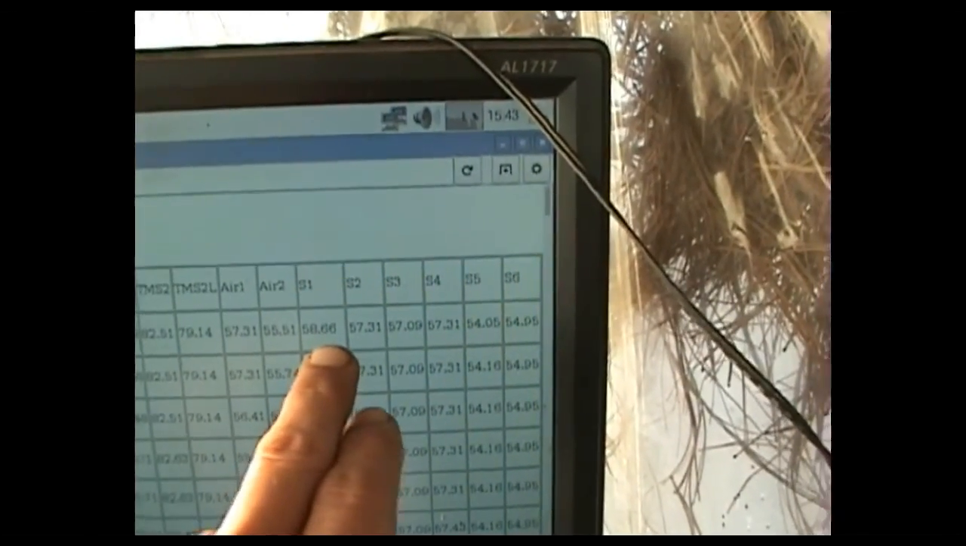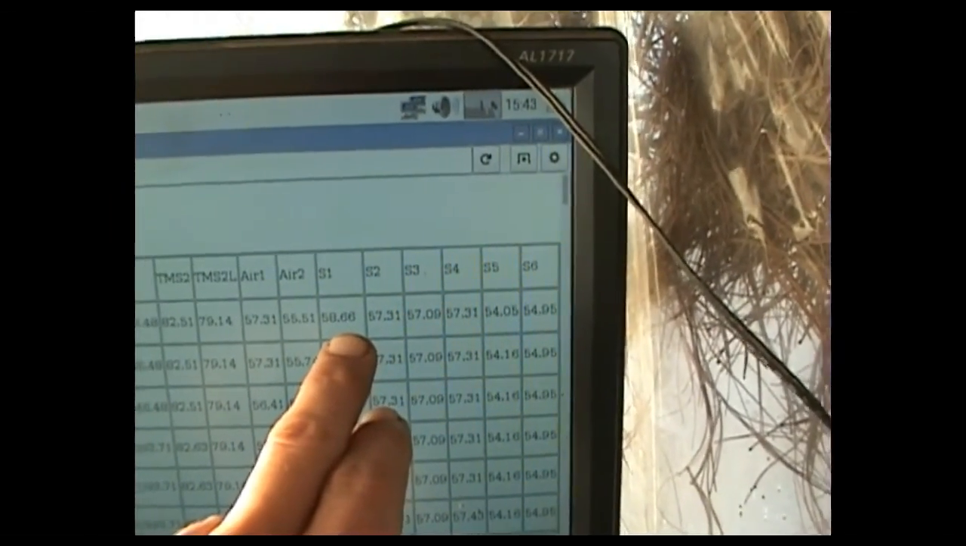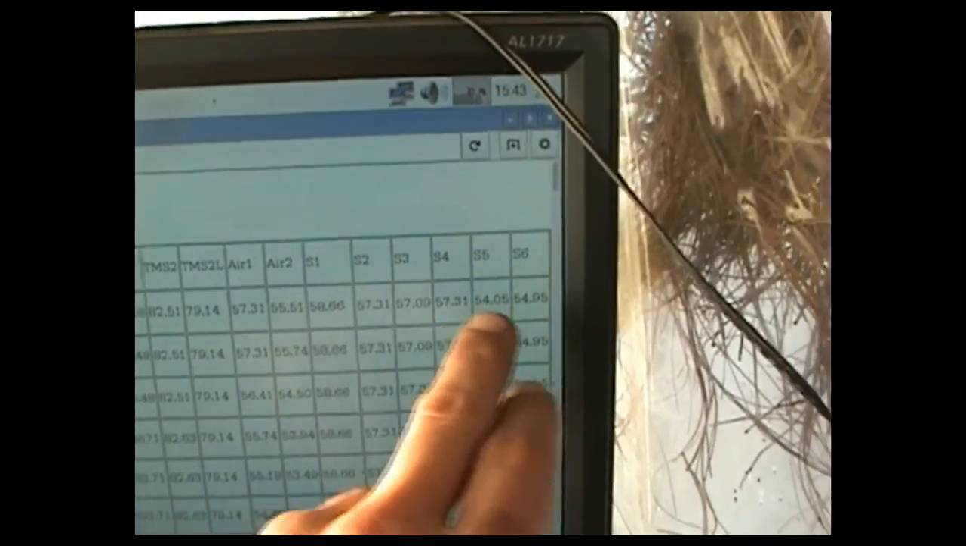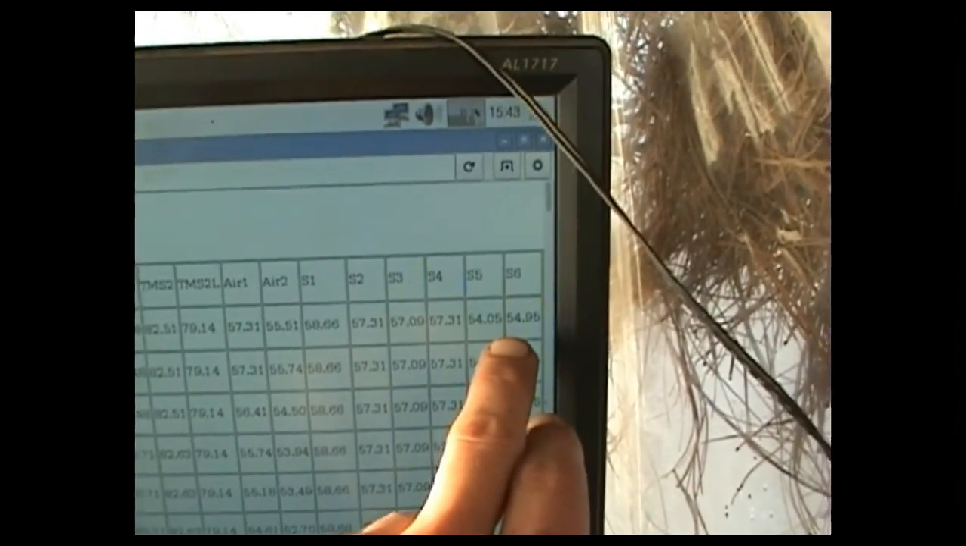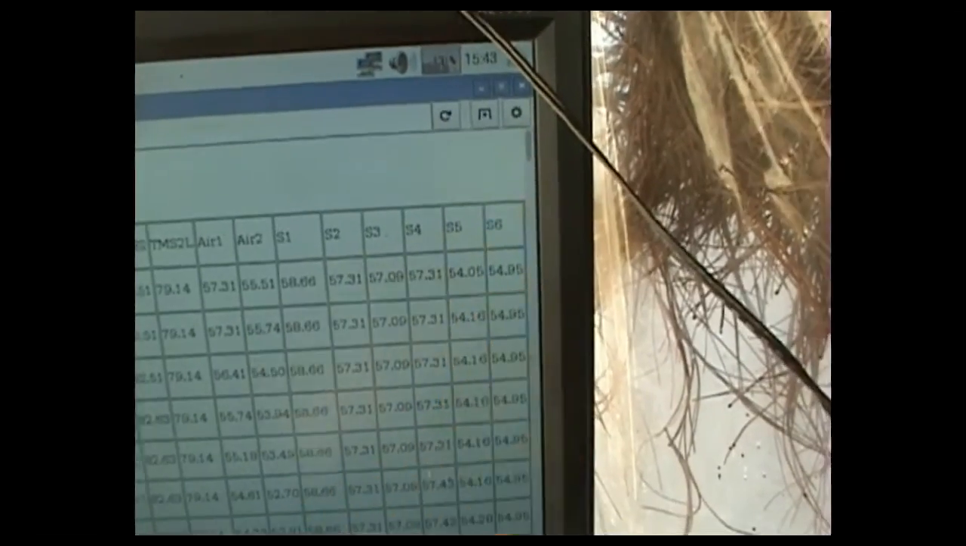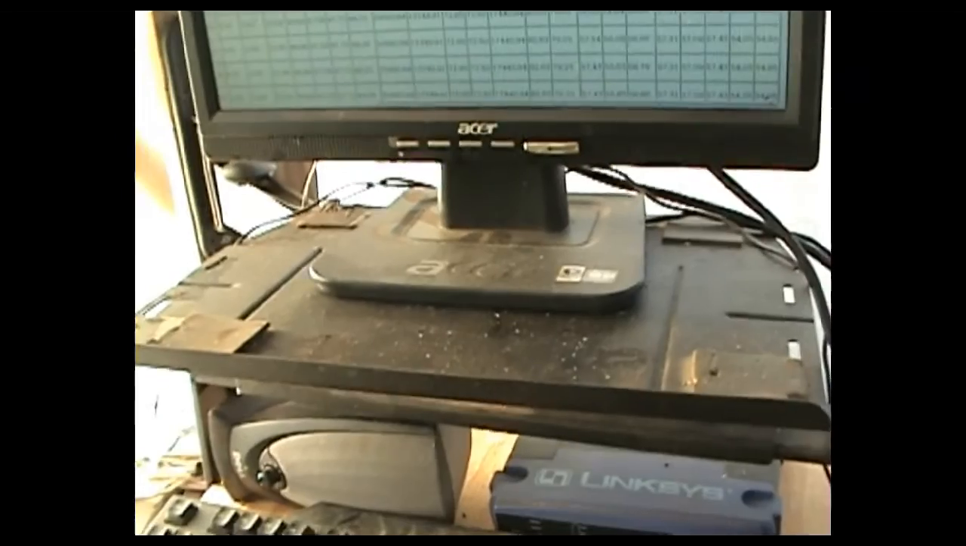All right, and then those 6 soil probes I showed you right near the doorway there before, those 6 in the soil. All right, so I think that pretty much covers the basics of it.